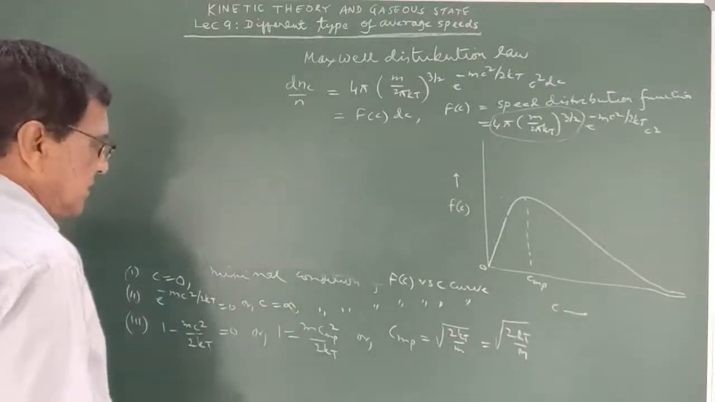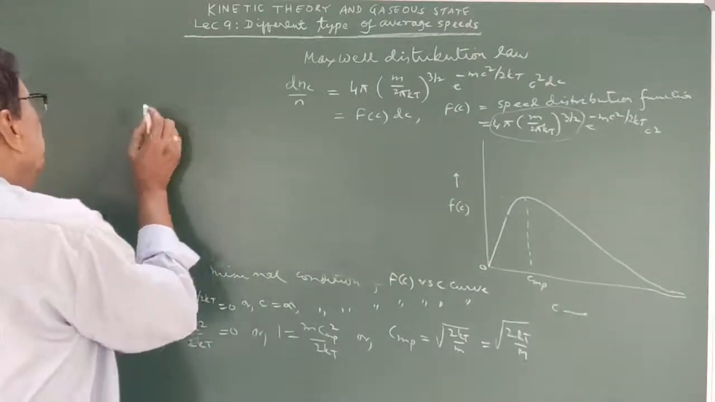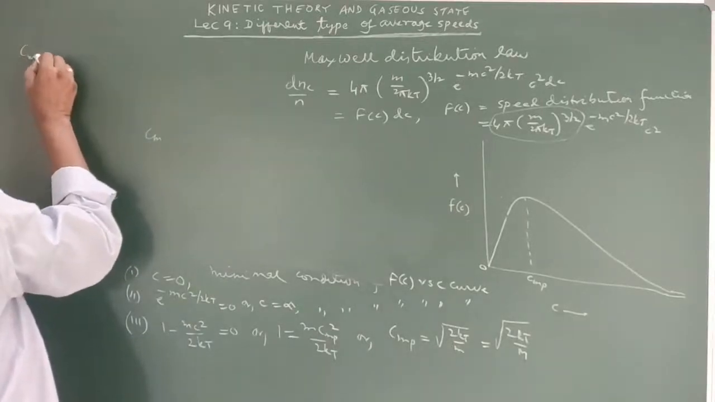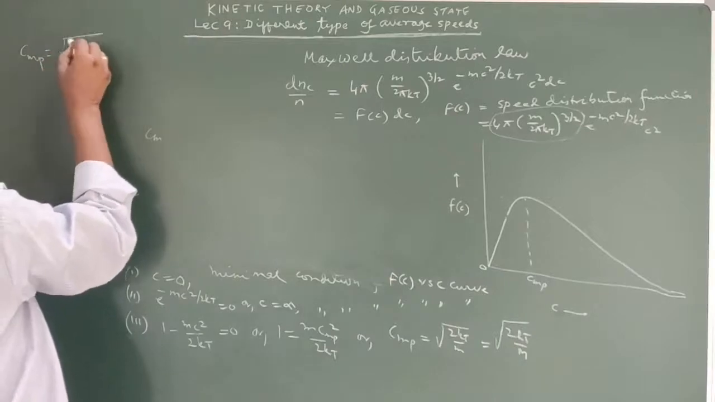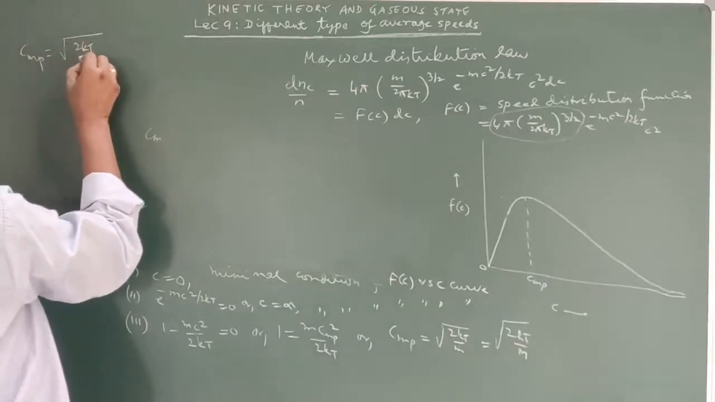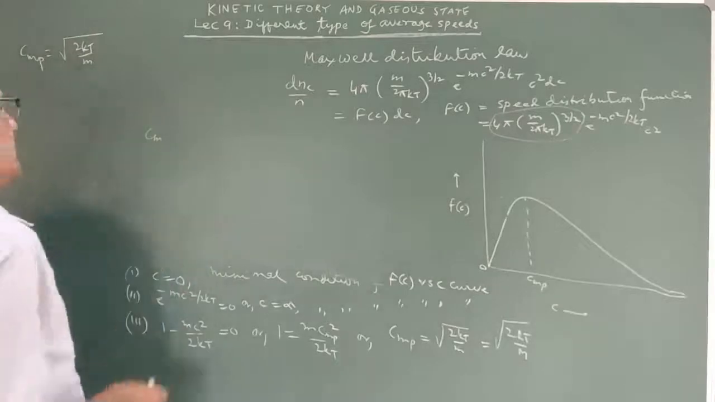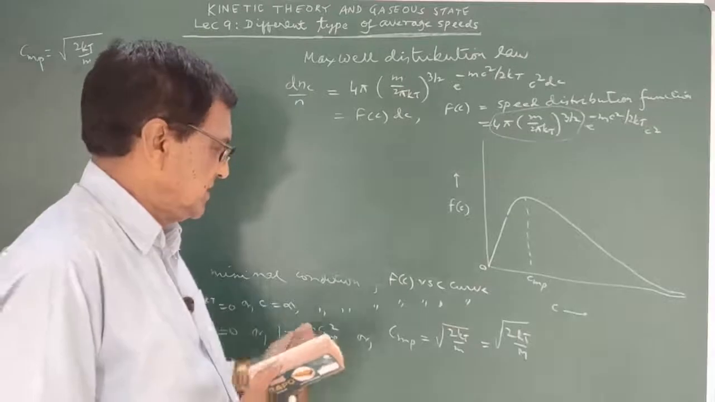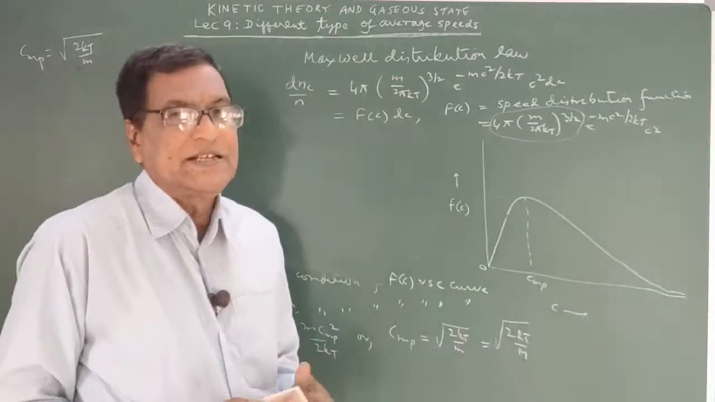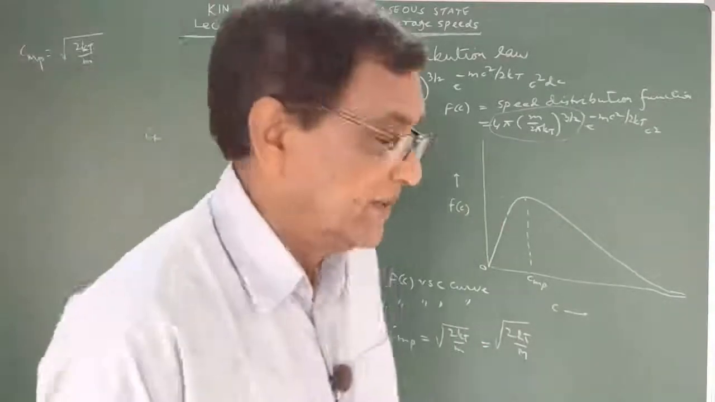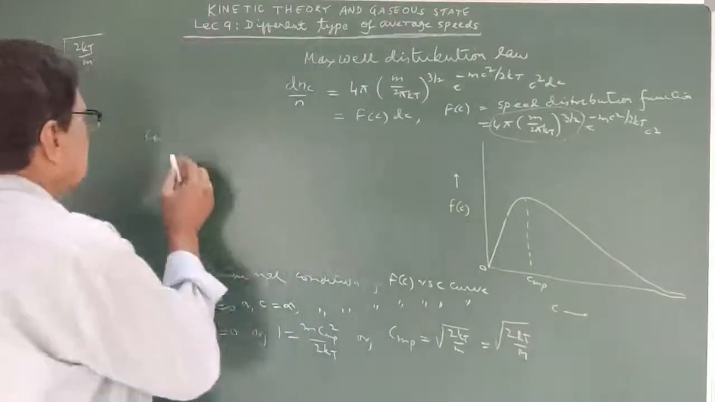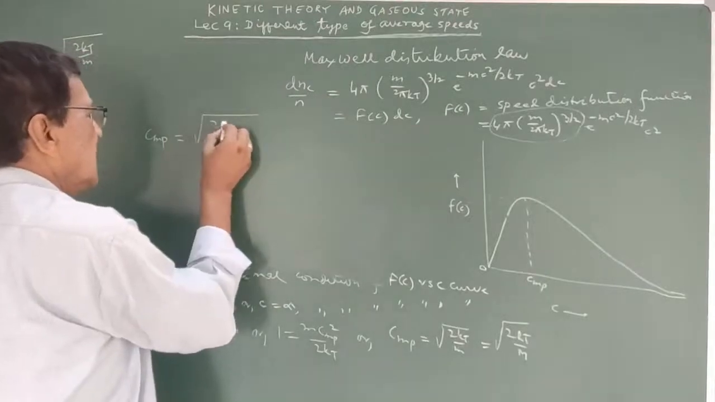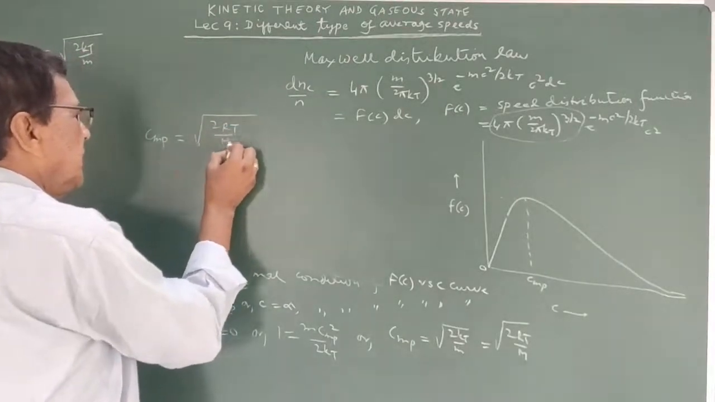We have got this expression: C_MP equal to root over of twice kT by m. This is one expression. And we can also give you one problem to calculate this C_MP for oxygen gas at 300 Kelvin. So here C_MP, you can write as root over of twice RT divided by capital M.